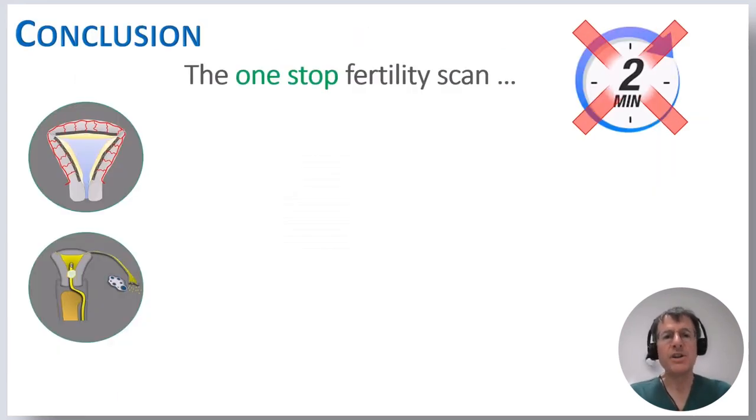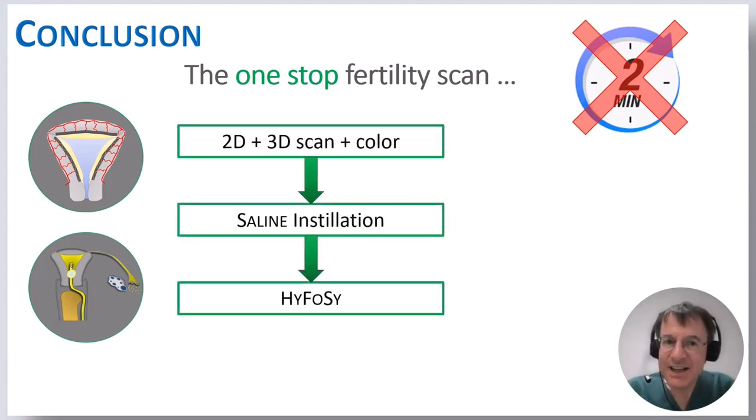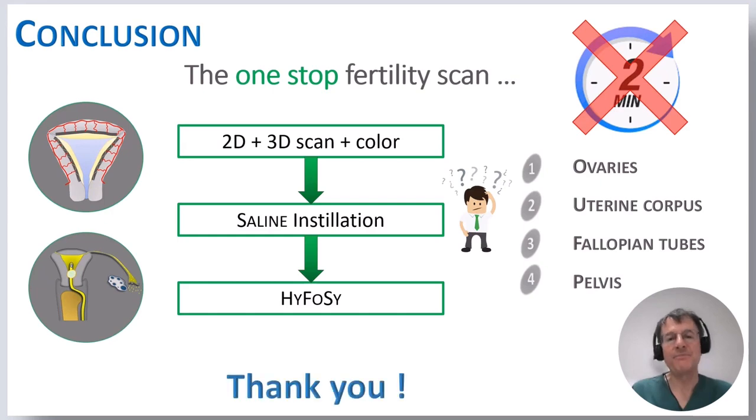So just, well, you understand, a one-stop fertility clinic scan is not a 2-minute scan. I tried to tell you all we have to look at in 10 minutes, and it's hardly feasible to do that. But use your scan. Take your time to use 2D, use 3D, use color, use saline instillation to look at the cavity, use foam to look at the tubal patency. And if you do all that, you can have, let's say, in 20 minutes' time, a lot of information on the prognosis of the patients as to fertility. Thank you very much.